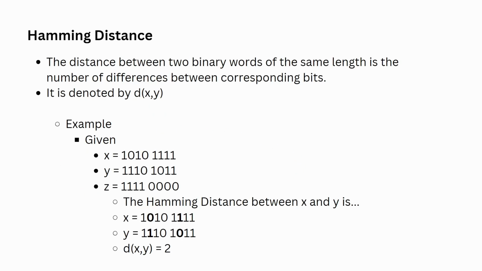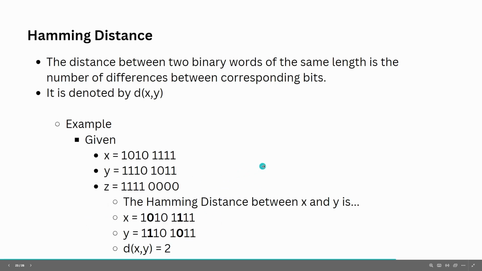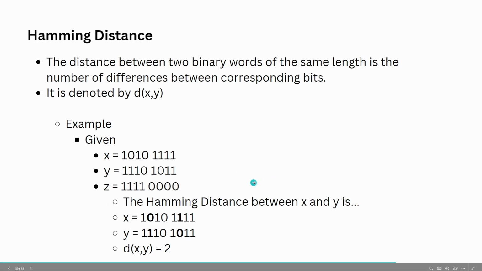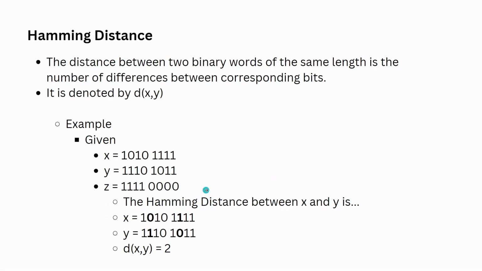Next, we have the Hamming distance. It is the distance between two binary words of the same length. Let's have an example. Here we have x, y, and z, each a binary word. If we are trying to find the Hamming distance between x and y, we'll need to align them both accordingly. Find what is different between the two, and that is the Hamming distance, which would mean our Hamming distance between x and y is 2.